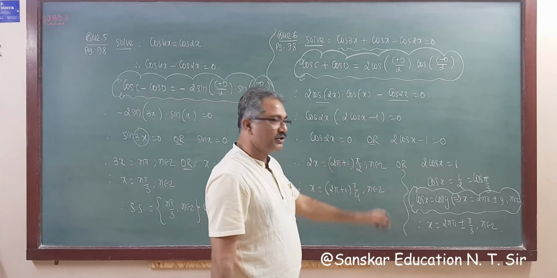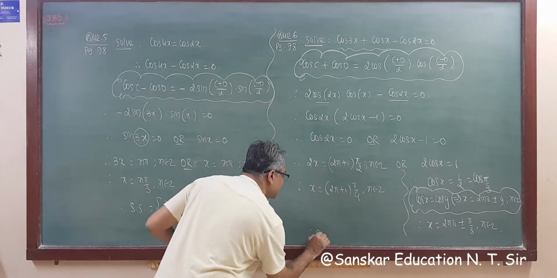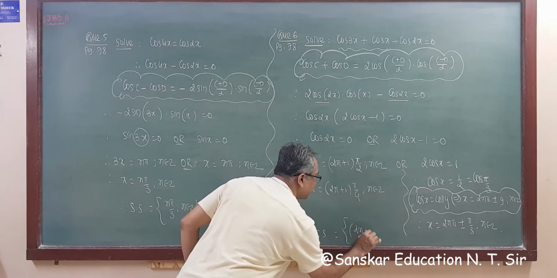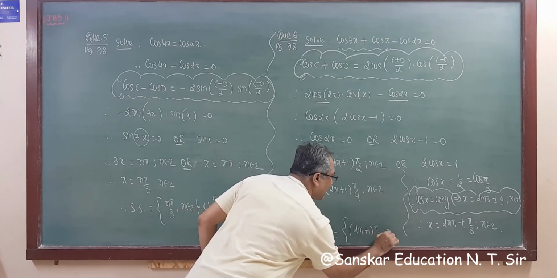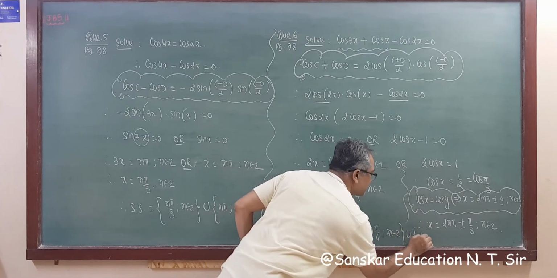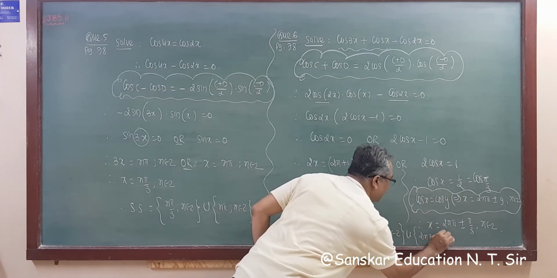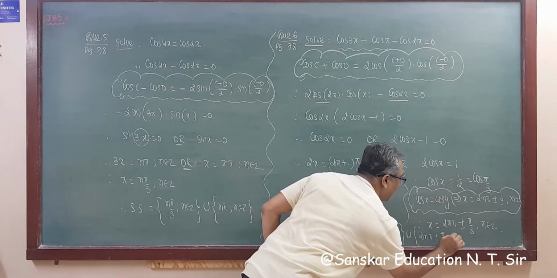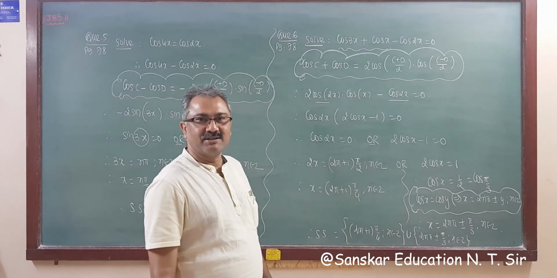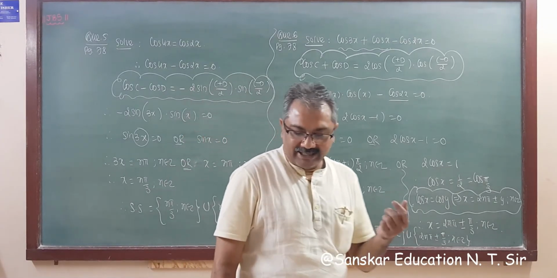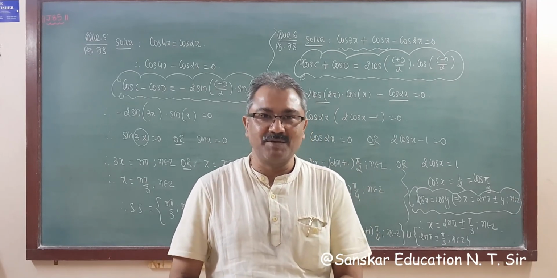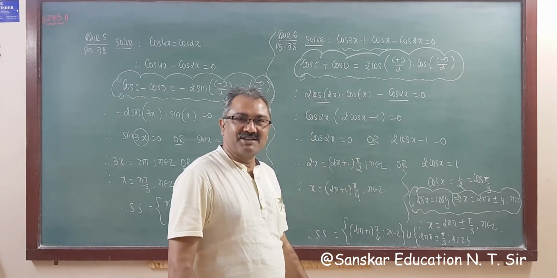So these two are your solutions, and if you want to write the solution set, then the solution set is equal to (2n plus 1) pi by 4, n belongs to Z, and union, 2n pi plus or minus pi by 3, n belongs to Z. This is your answer. Got it? Okay, so now I think how many questions are remaining? 3 questions are remaining that we will be seeing in the next lecture. Okay.